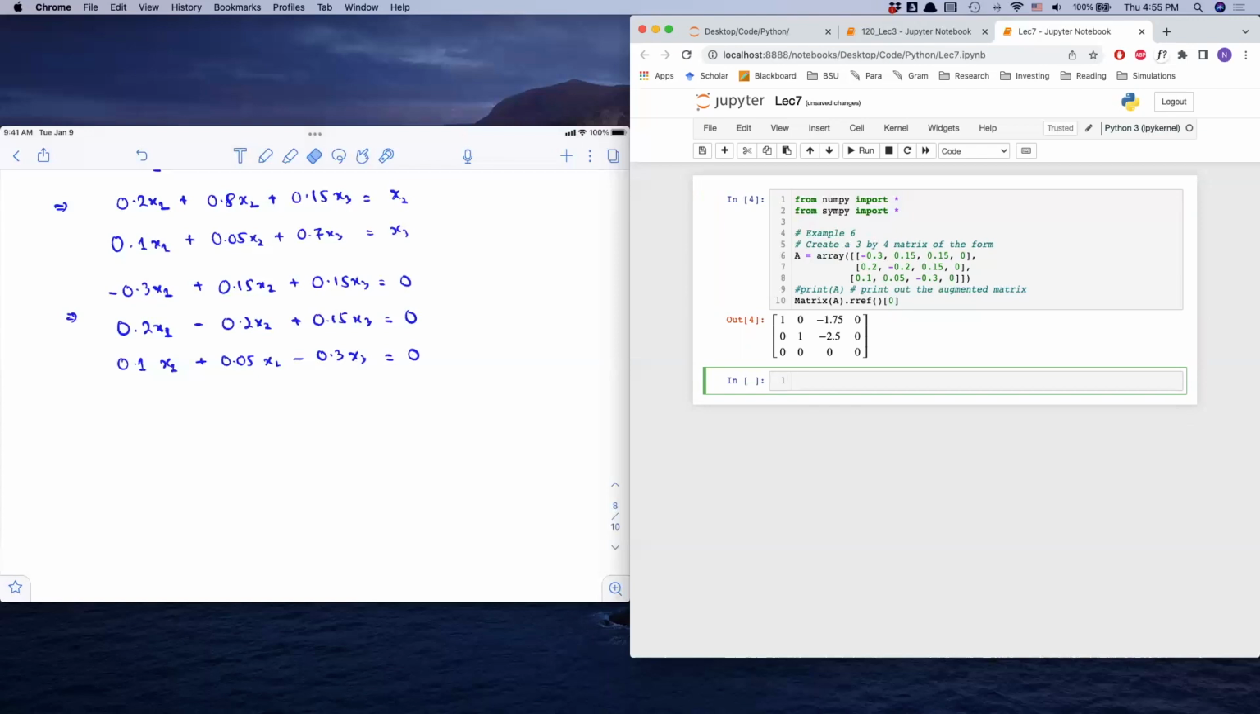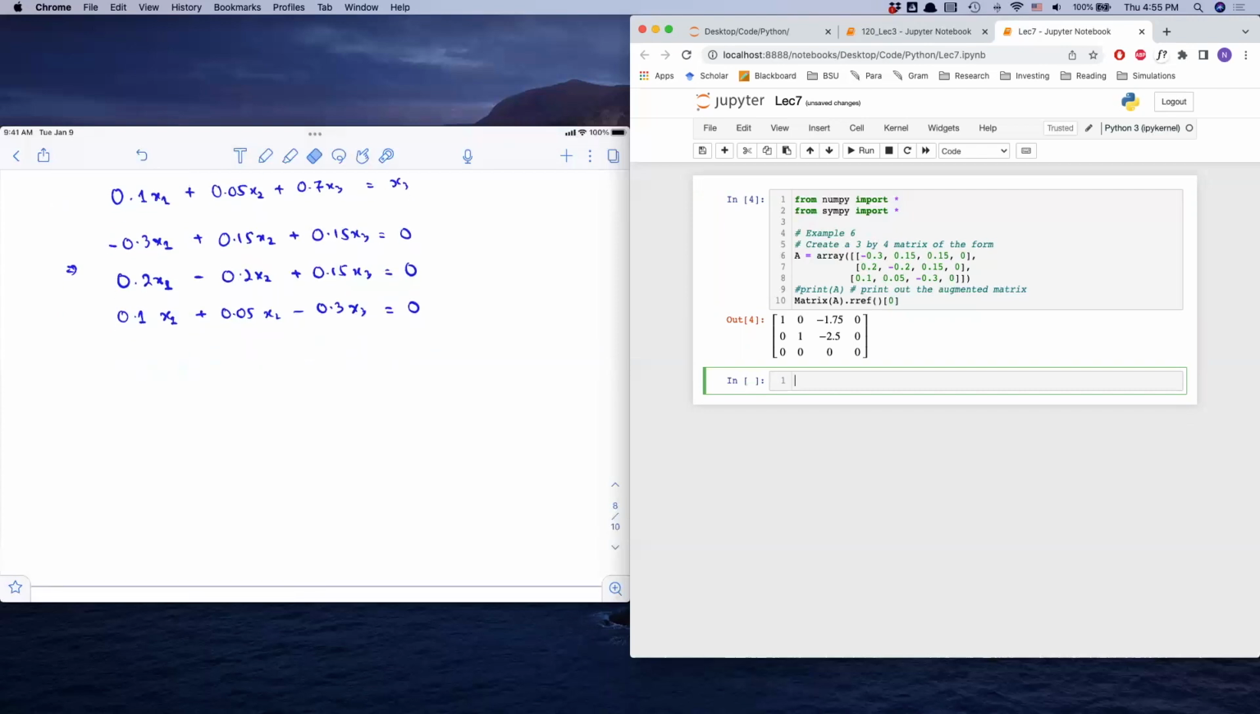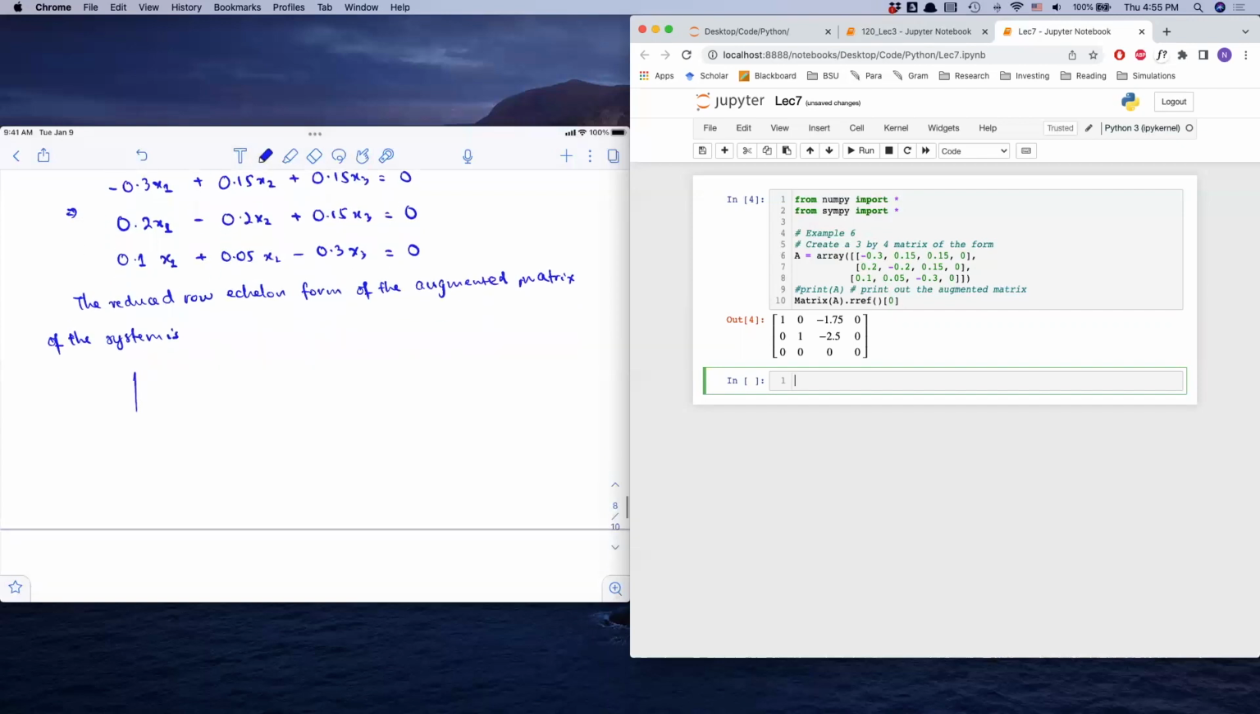And I'm going to copy that into my lecture note. So the reduced row echelon form of the augmented matrix of the system is, right, you have that going to be 1, 0, negative 1.75, 0, 0, 1, negative 2.50, and a bunch of 0s in the last row.